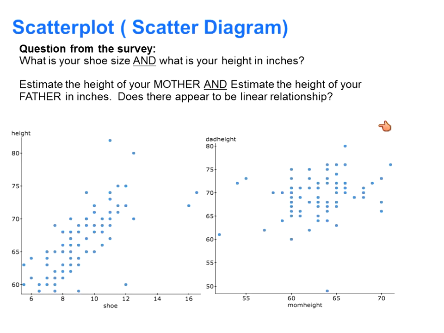And then we have the scatter plots. Another question that was asked on the survey was to tell me the height. I asked you a few questions. One was to tell me your shoe size and your height in inches. And then the other was to tell me what your mother's height is, and what your father's height is.